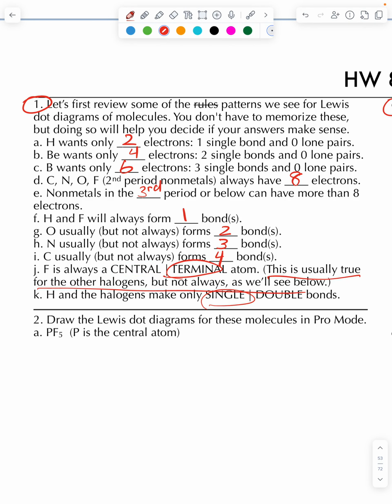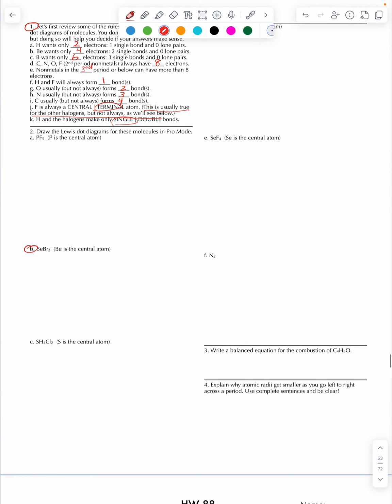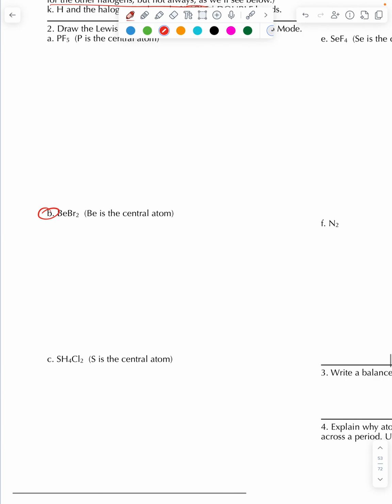All right, let's do BeBr2 to do one of the special rules again. So beryllium has 2 valence electrons. Each bromine has 7. It's a halogen, so that's 16 or 8 pairs. So we first make bonds to our bromines. That's 2. We got to get to 8. We now give our terminal atoms lone pairs. 3, 4, 5, 6, 7, 8. We're done.